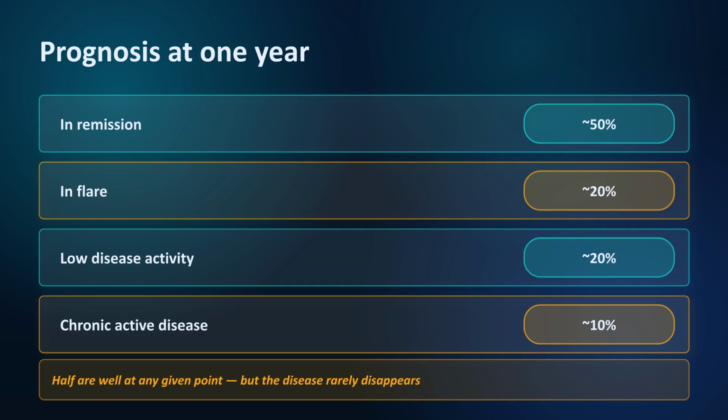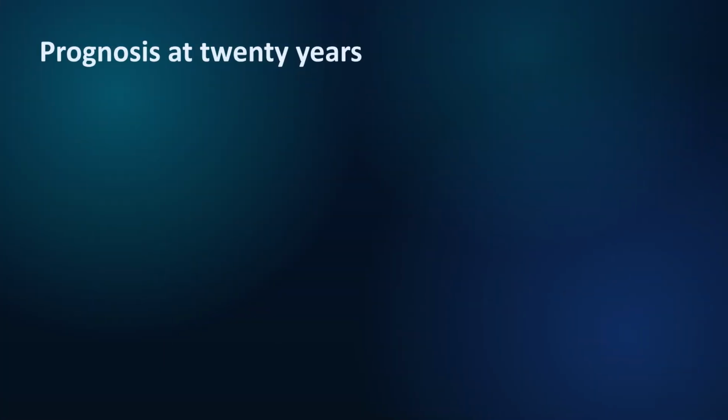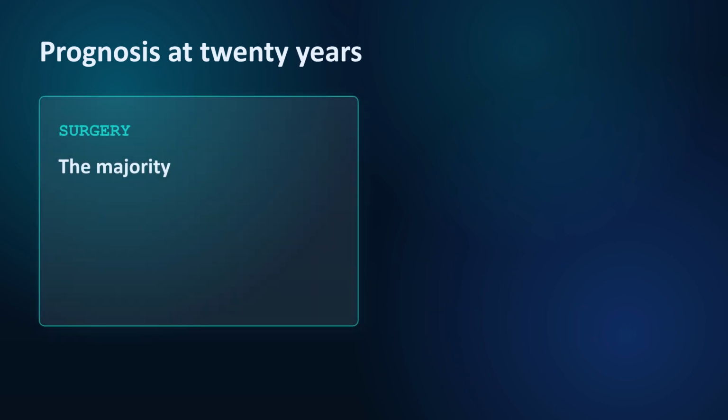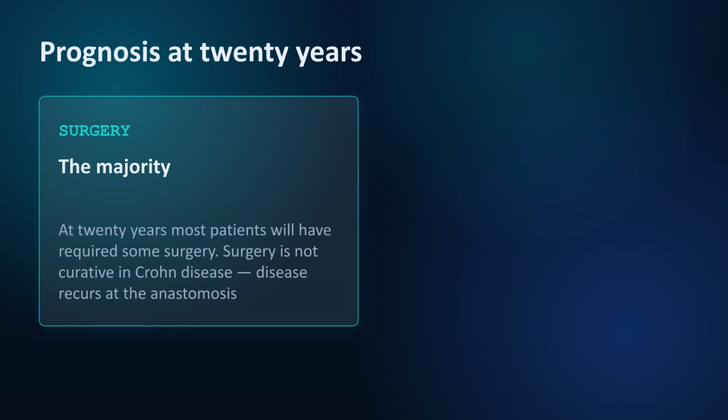Those numbers also mean roughly 1 patient in 10 never achieves a durable remission. And prognosis at 20 years: the majority of patients will have required some surgery. And here is a critical distinction from ulcerative colitis. Surgery is not curative in Crohn disease. In ulcerative colitis, removing the colon removes the disease. In Crohn disease, the disease characteristically recurs at the anastomosis, because the process is not confined to one organ.